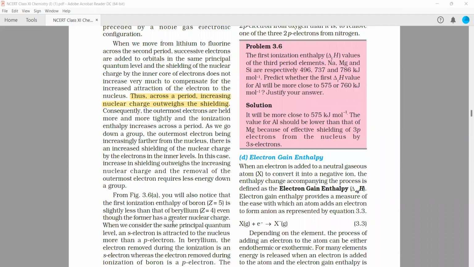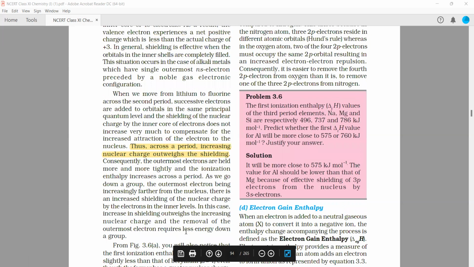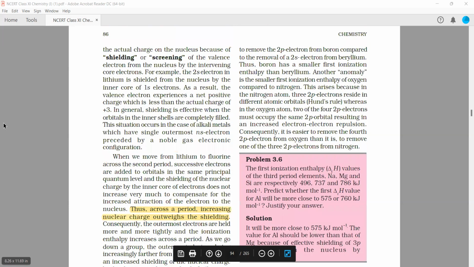And also, the 2p is more shielded from the nucleus by the inner core electrons than the 2s electrons of beryllium. Therefore, it is easier to remove a 2p electron from boron compared to the removal of a 2s electron from beryllium. Thus, boron has a smaller first ionization enthalpy than beryllium.